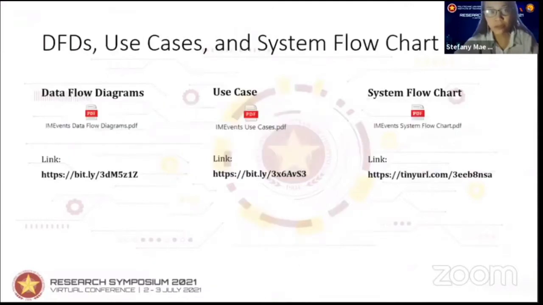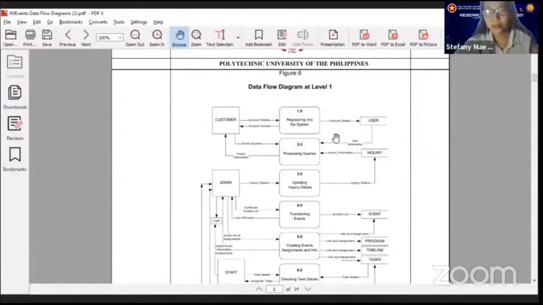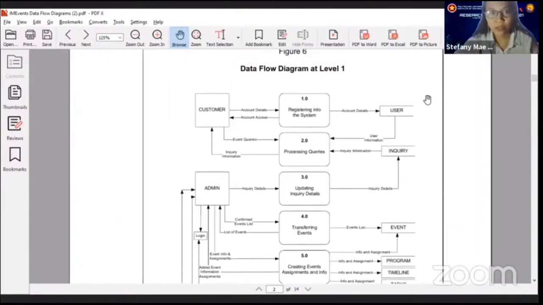So for data flow diagrams, this is the data flow diagram at level 1. We have 8 processes here. So for the first process, we have the registration into the system. Si client po yung mag-interact sa process na yon. Then second is once he or she registered po, he can also ask at the same time his queries about the event details or the services offered by the management. And once he or she asks, yung inquiry niya is masasave sa data store na inquiry.